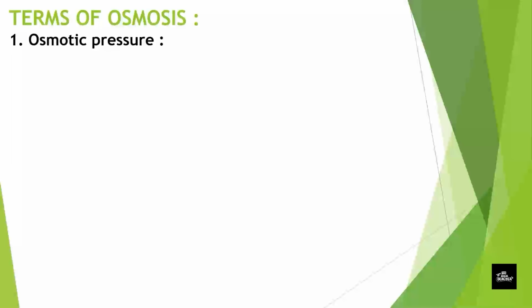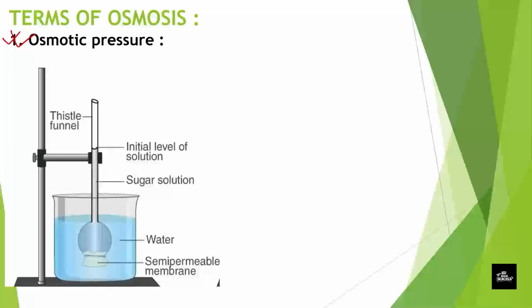We will be discussing the terms of osmosis now. The first term that we are going to study today is osmotic pressure. We are going to understand osmotic pressure with the help of a very simple experiment. This experiment is already known to you all. In the previous session, when we were doing the experiments regarding osmosis, in the first experiment, we used a thistle funnel to demonstrate osmosis. This is the same experiment we are going to use today to understand the concept of osmotic pressure.